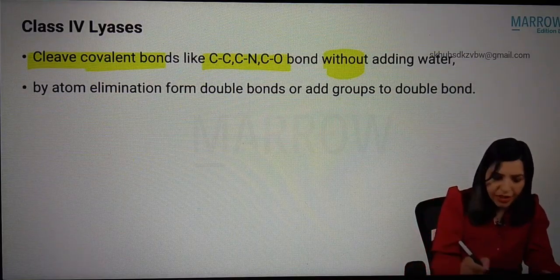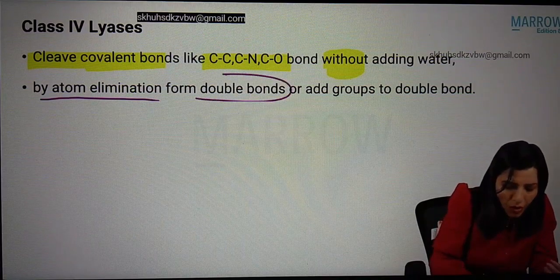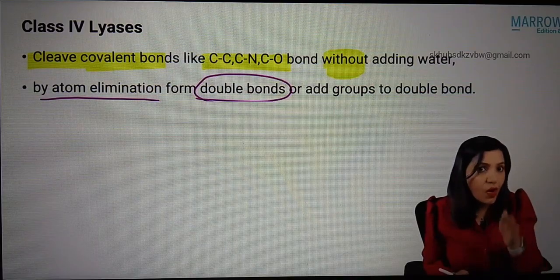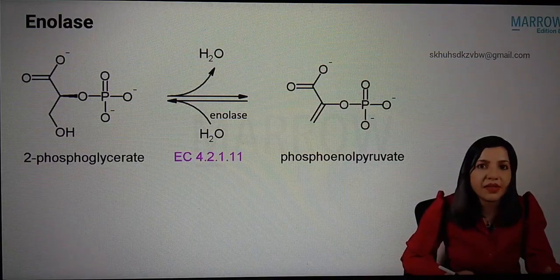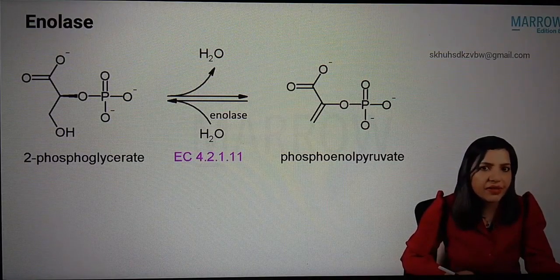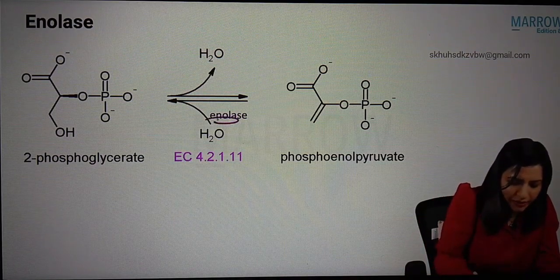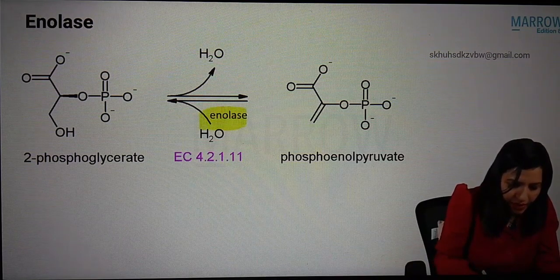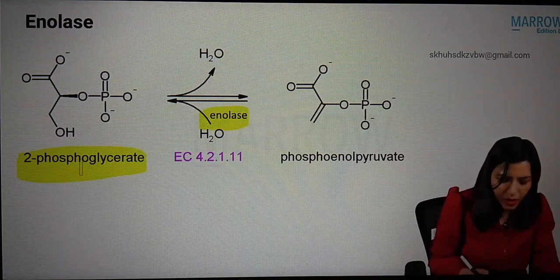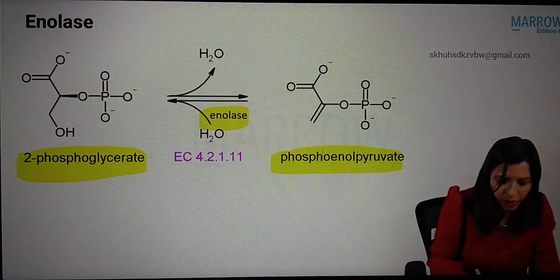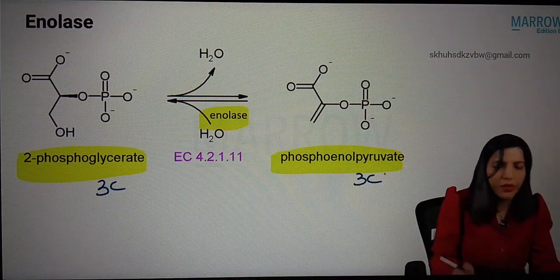The second definition is that by atom elimination, it forms a double bond. I will give the example here. This is the classical example, one of the enzymes in glycolysis, which is the enolase. In the enolase reaction, what we can see is this 2-phosphoglycerate, which is a 3-carbon compound, is not broken because the product is also 3 carbon. This is 3 carbon, this is also 3 carbon. So it is not like that.